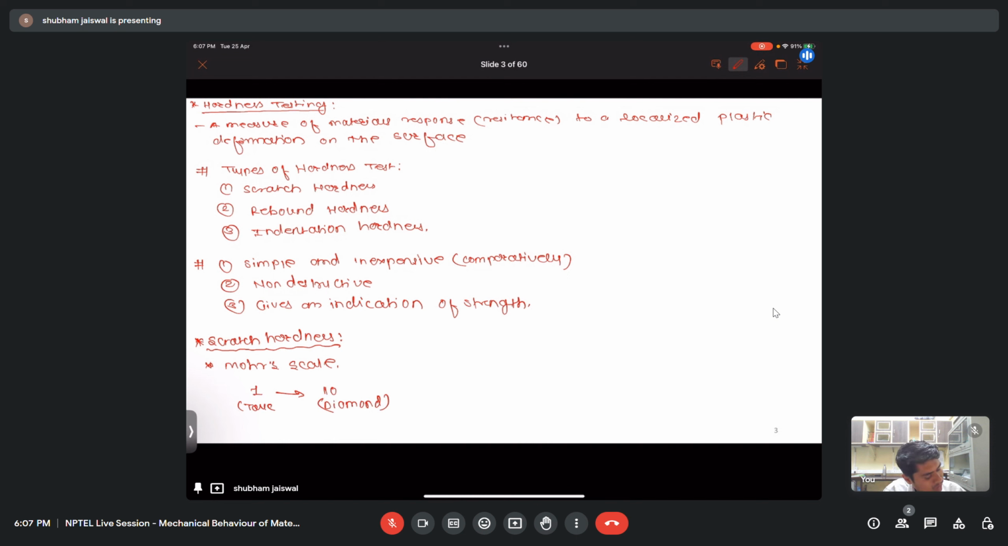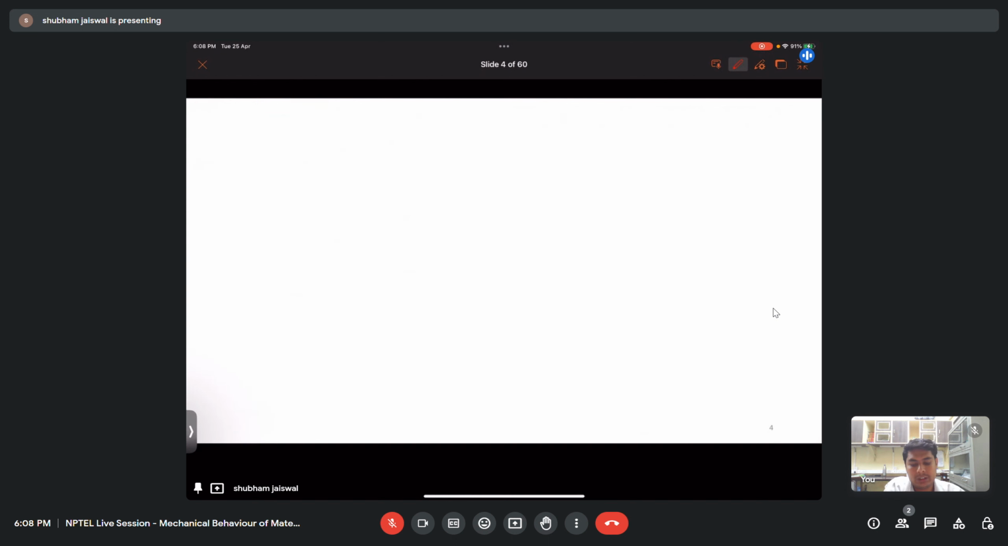So what does it give? The ability of a harder material to scratch a softer material. Okay, so this is about the scratch hardness test.